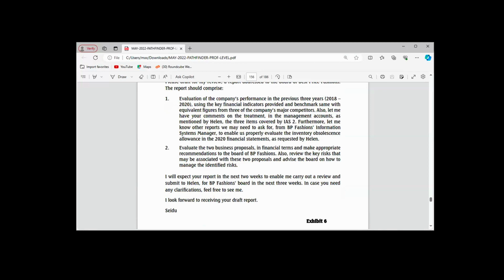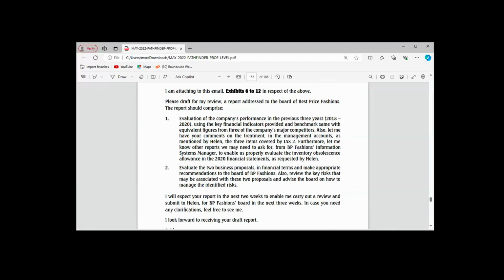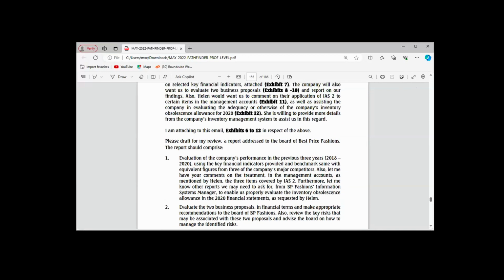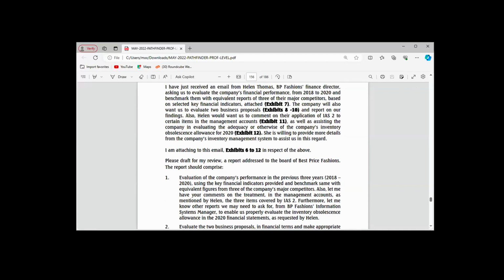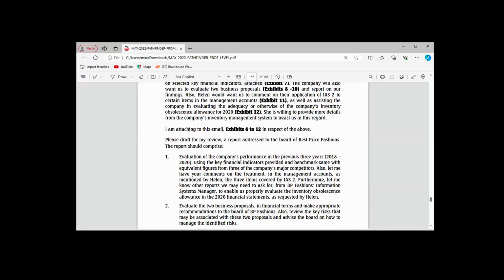Saido. So that is the requirement. So our focus today is on requirement 1, just a part of it, the IAS 2, because our emphasis today is on accounting standards in case study. So they've referred us to the exhibit that contains information about IAS 2 as it's applicable to the case. So it's exhibit 11. Exhibit 11. So we'll go to exhibit 11.